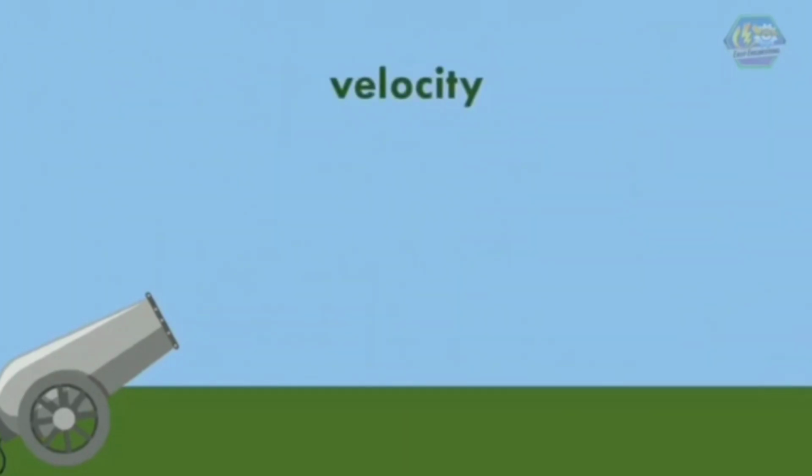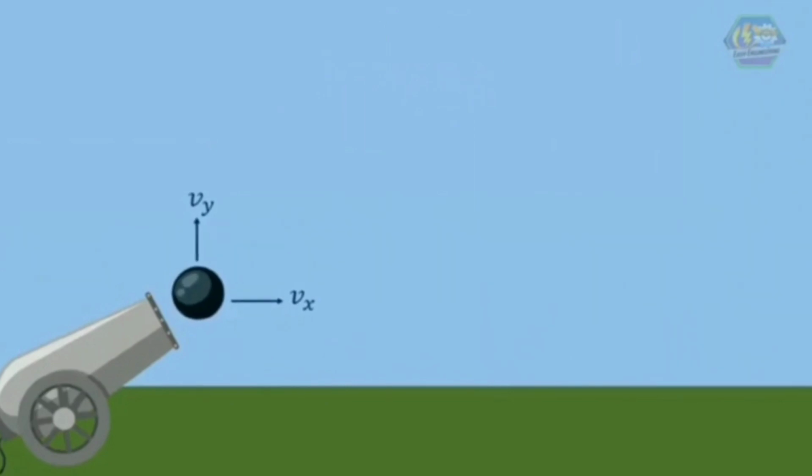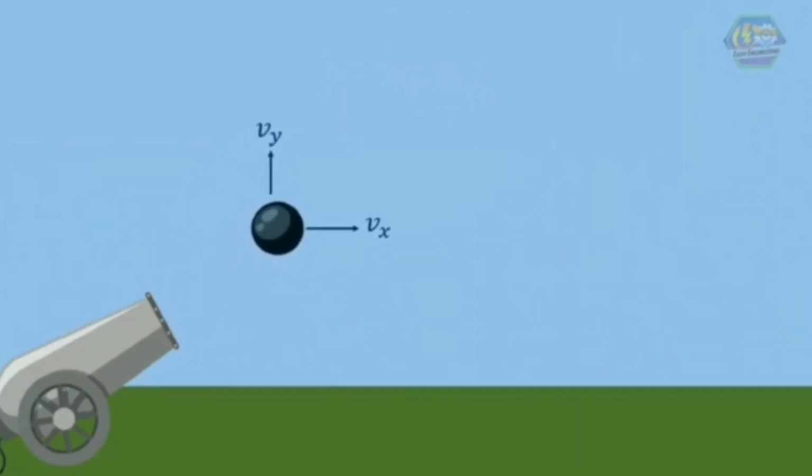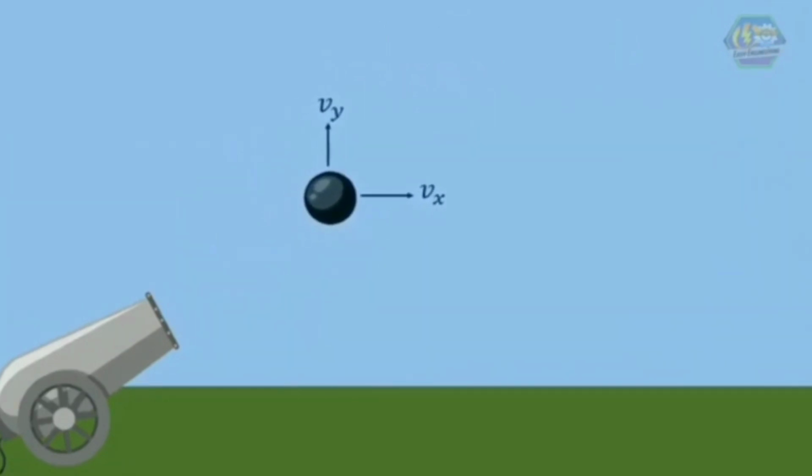First, its velocity. This initial velocity can be resolved into its x direction and y direction. This means that the cannonball is moving upward while moving to the right. When the cannonball moves upward, the velocity in the x direction is constant, while the velocity along the y direction is approaching zero.